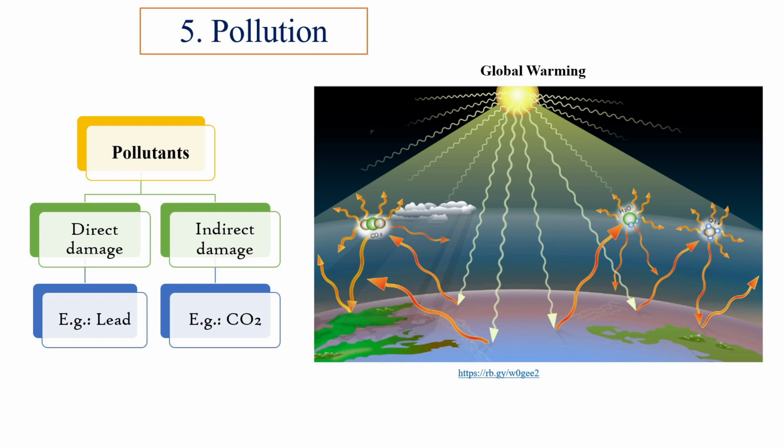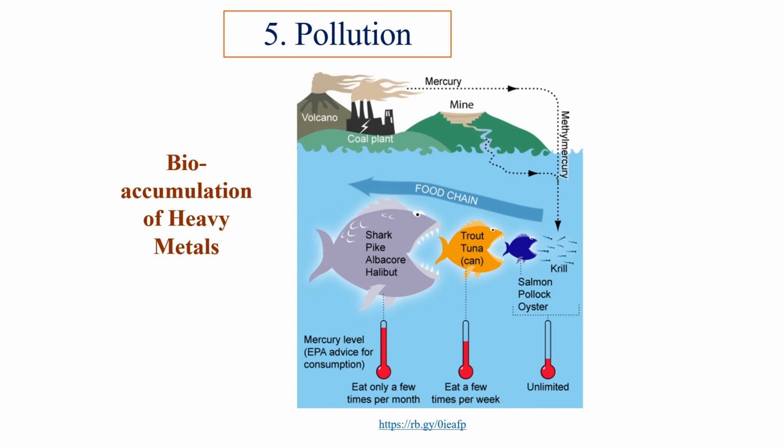The indirect damage caused by carbon dioxide is that it raises the temperature of the earth. High concentration of carbon dioxide emission leads to the climate change called global warming. Heavy metals, pesticides, plastics, fertilizers, and herbicides are some of the water pollutants. Heavy metals like mercury, lead, arsenic, zinc can leach into the soil and water from mines. The accumulation of heavy metals into the food chain is called bioaccumulation.